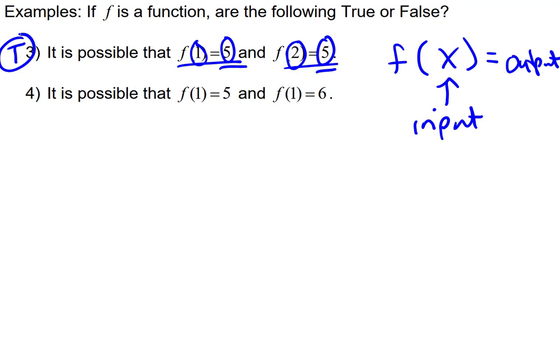And then number 4 says it is possible that f of 1 equals 5 and f of 1 equals 6. Well, as we can tell here immediately, the input value of 1 is repeating, f of 1 equals 5, f of 1 equals 6, but it's going to two different output values, 5 and 6. That's a problem because that means that the input value of 1 does not have one output, it has 2. So this would be false according to our definition. That's not a function.